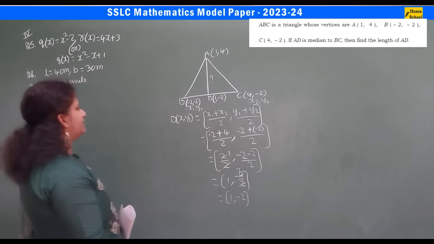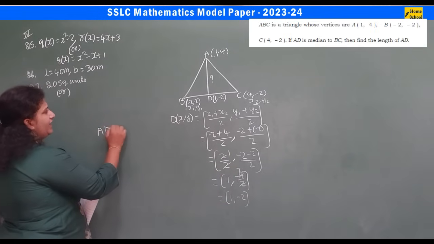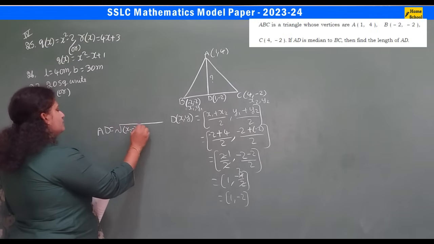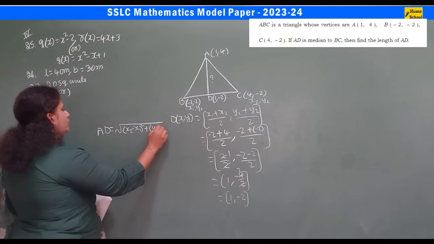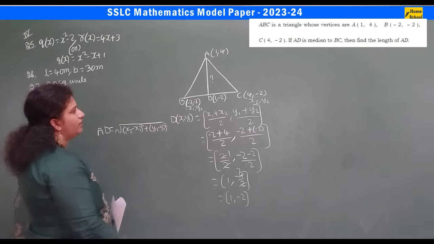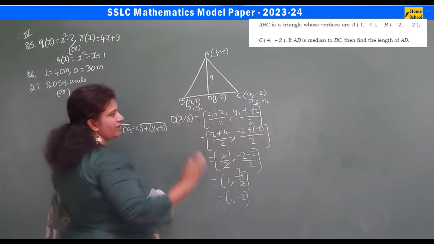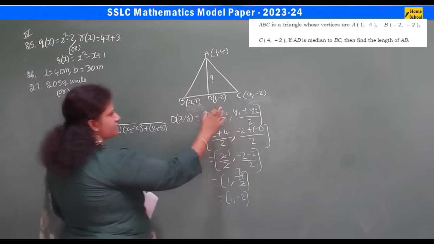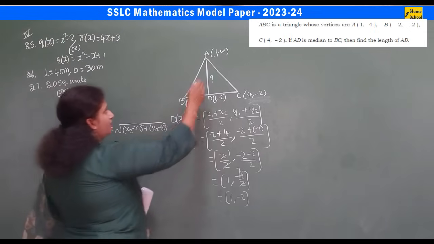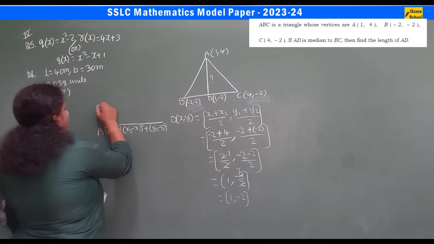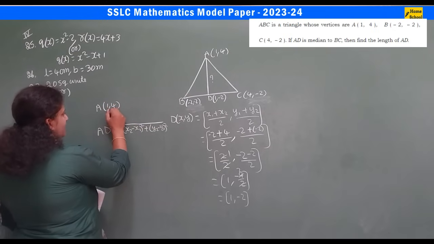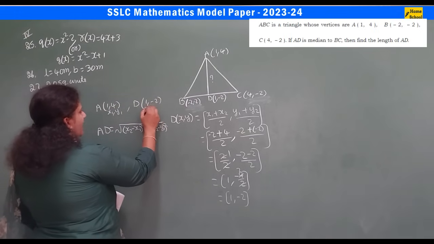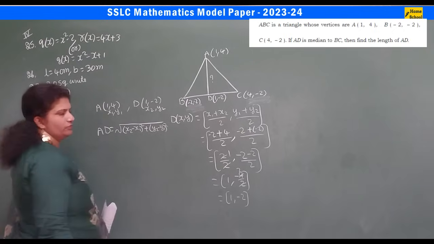Now if you know the D coordinate, you can find the length of AD. What is the length of AD? Apply the distance formula. AD length is equal to the square root of (x2 minus x1) whole square plus (y2 minus y1) whole square. Now observe here: you may think x1, y1, x2, y2 are already taken, but for this distance please don't use those. Let me assume A coordinate (1, 4) as x1, y1 and D coordinate (1, -2) as x2, y2.